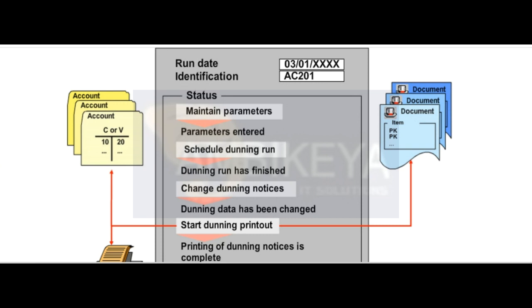The system prints dunning notices in a sequence defined by sort criteria. If you need to send dunning notices to one-time customers, only update the dunning data for relevant items. For information about undoing changes to dunning data in accounts and documents, see SAP Note 6591.